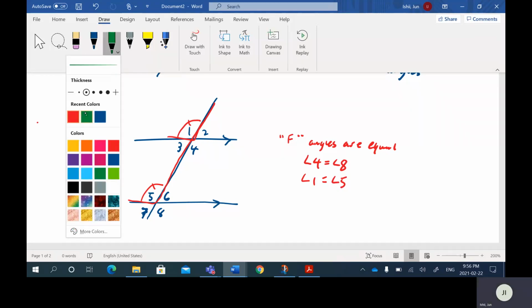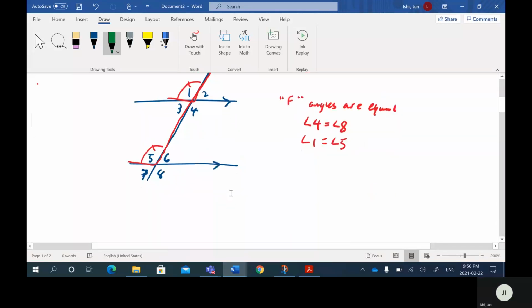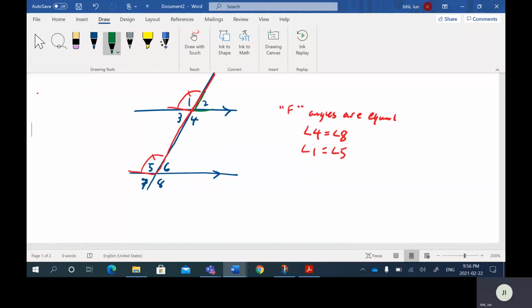You know what? Rather than erase, I'm just going to use different colors here. Another set here. Angle 2 here and angle 6 are also equal. They create an upside down and backwards F. And so angle 2 is equal to angle 6. And likewise, angle 3 is equal to angle 7.